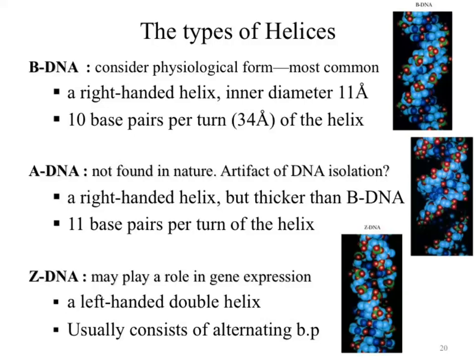We'd have to turn the hand over. Okay. Your Z-DNA is your left-handed, and then it also usually consists of alternating base pairs. So instead of having groups of, say, all C, or all G, or all A, or all T, what we'll get is an alternating system. It just happens to be one of the things that they noticed when they looked at Z-DNA.